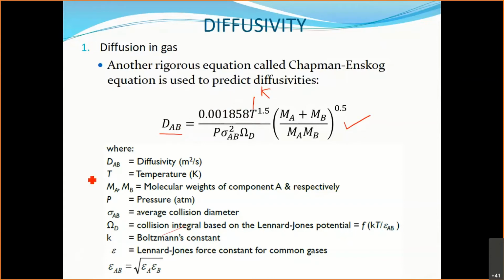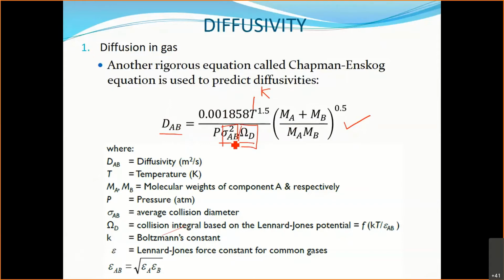If you look at here, temperature, no problem. Molecular weight of A and B, no problem. Pressure also no problem. The only issue here is these two values, the sigma AB and the omega D.